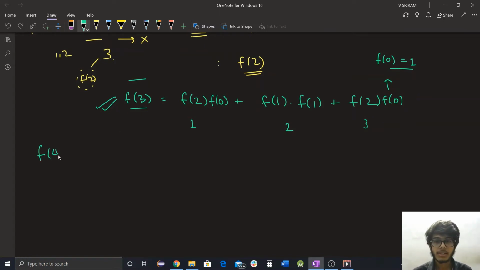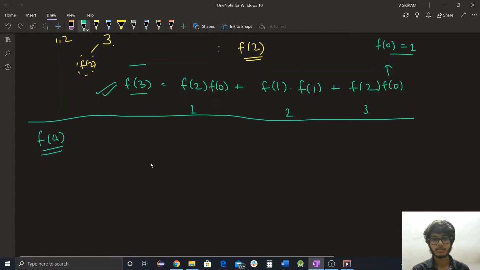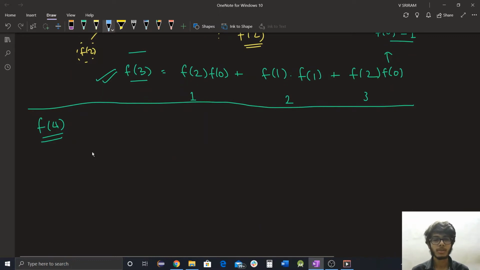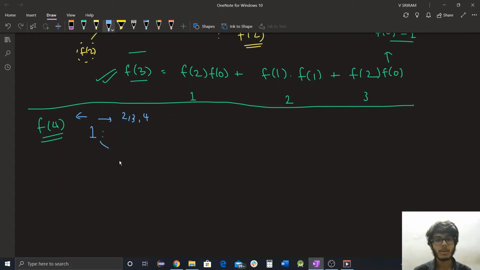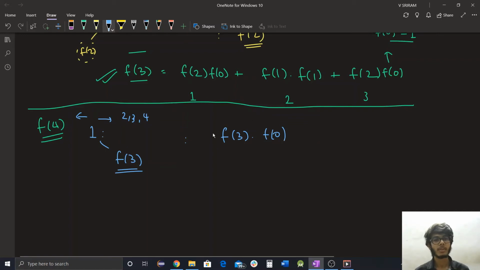Now let us calculate f4. That would make things much clearer. We'll follow a similar approach. First of all, we'll calculate the number of trees with 1 as root node. With 1 as root node, there can be no elements on the left side of 1, because 1 is the smallest number, and all the other numbers, that is 2, 3 and 4, would lie on the right side of 1, and we know that this can be achieved in f3 ways. So this is nothing but f3 into f0. f0 is 1, as we already discussed.